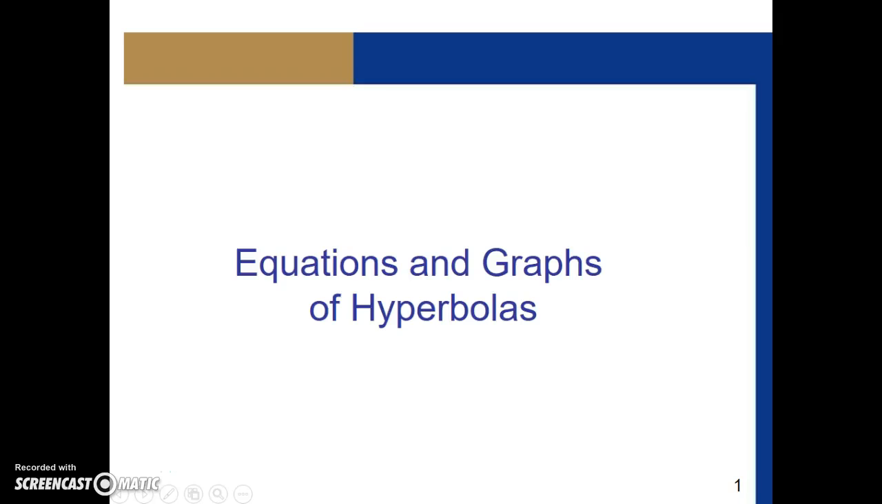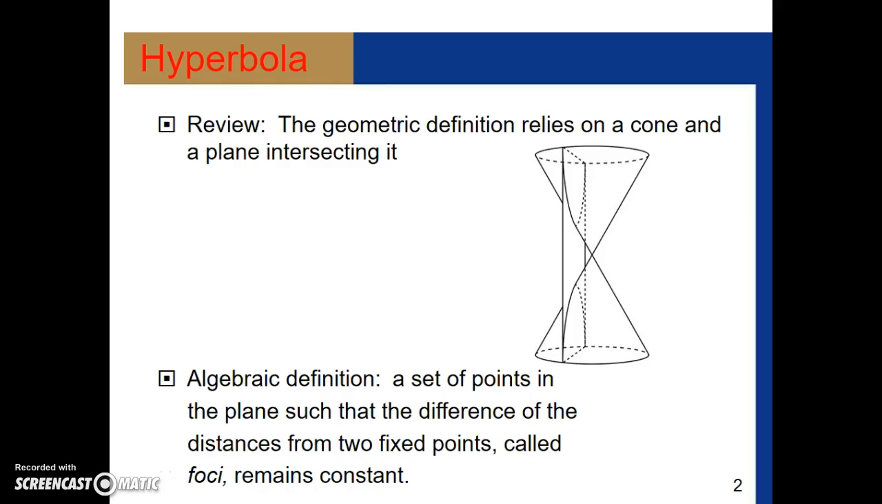All right, let's look at our last conic section. Let's look at hyperbolas. We're going to look at equations and graphs of hyperbolas. So the geometric definition relies on a cone and a plane intersecting, where the cone and the plane intersect in a completely different way in the opposite direction than they do for a circle. And so this gives us geometrically a hyperbola.